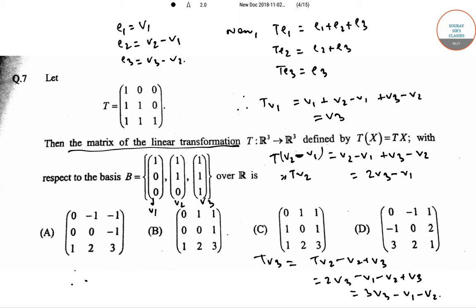So therefore, the matrix of the linear transformation becomes, now see, TV1 is equal to V3, so coefficients of V1 and V2 are 0 and V3 is 1. So 0, 0, 1. TV2 is equal to 2V3 minus V1. So minus 1, coefficient of V2 is 0 and coefficient of V3 is 2. And TV3 is equal to 3V3 minus V1 minus V2. So minus 1, minus 1 and 3. So the correct option is option A.